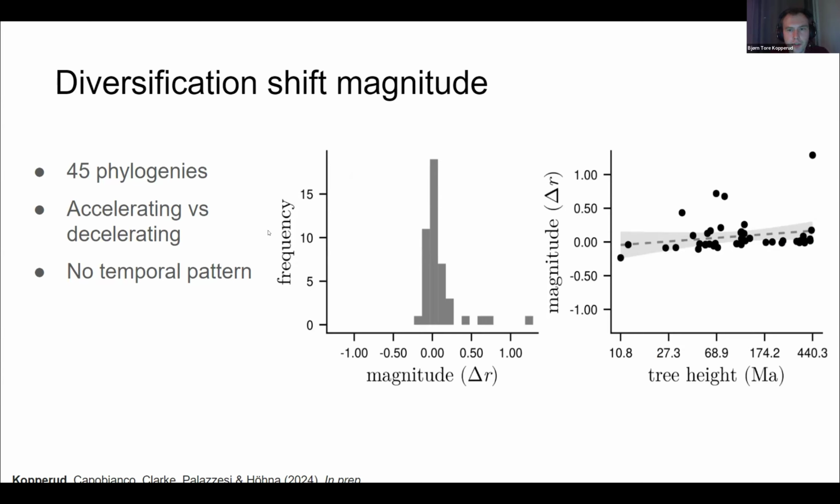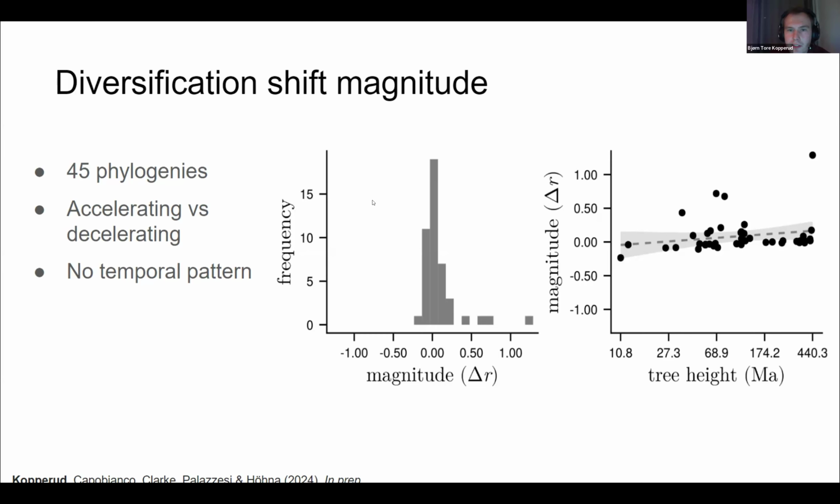So here I have 45 phylogenies, and if we look at the overall pattern, was there an acceleration or deceleration in the phylogenies? And we find that there is a roughly equal amount. So roughly half of the phylogenies that we studied showed acceleration, half of them showed a deceleration, and there's no strong trend either way. We also found that this acceleration or deceleration was not time-related, meaning that old phylogenies and young phylogenies are equally as likely to be accelerating or decelerating.